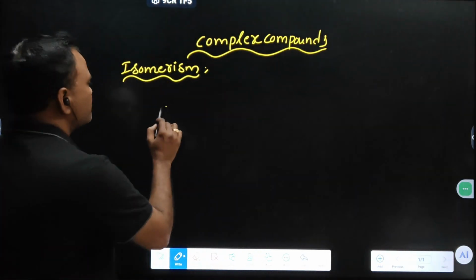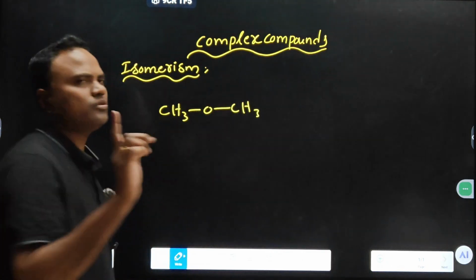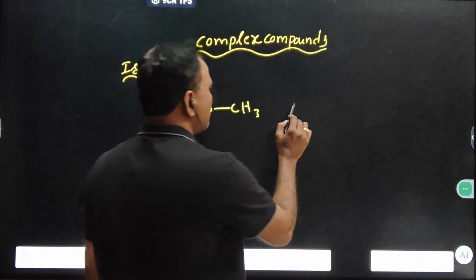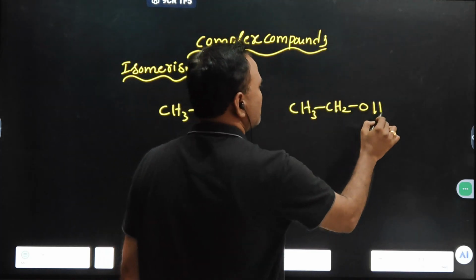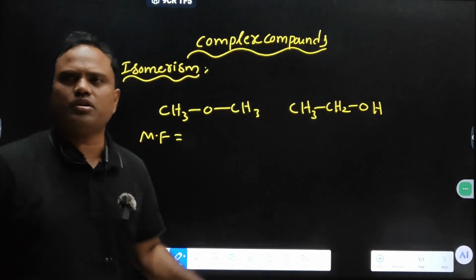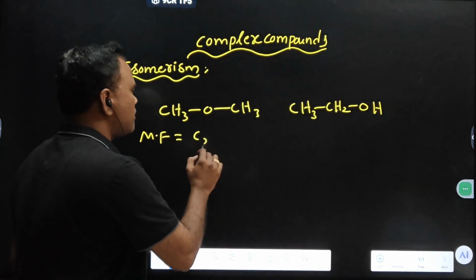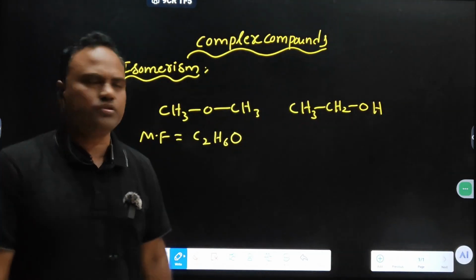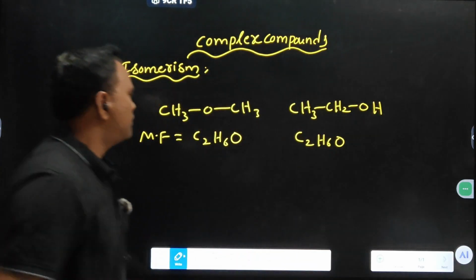Once look at this, CH3OCH3. I'm taking an organic molecule example, right? Later coming to the complex compounds. Once I am revising the isomerism definition. What is the molecular formula for this? How many carbons are present here? 1, 2. 2 carbons and 6 hydrogens and 1 oxygen. Here also same only, C2H6O.